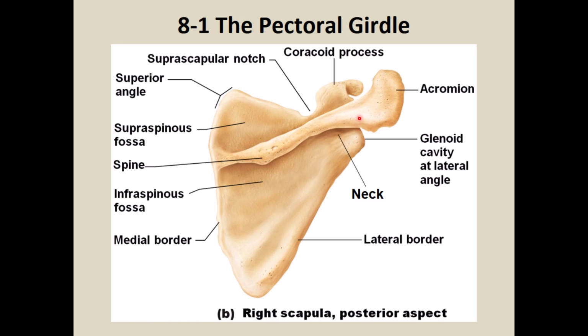And here is the glenoid cavity, so partially it's visible. That is where the head of the humerus attaches. Also the border, so this is the lateral border, which is more oblique. This is the medial border and the superior border, and here you can see on the lateral side there's a notch there, the suprascapular notch.